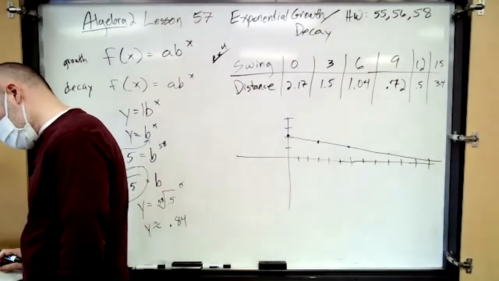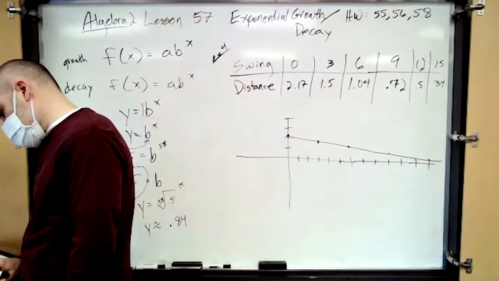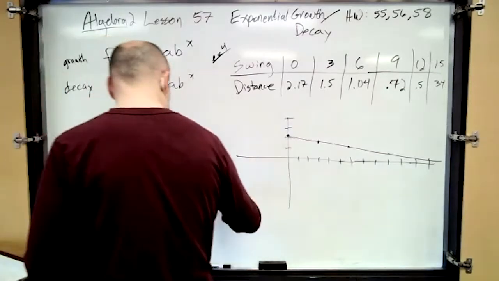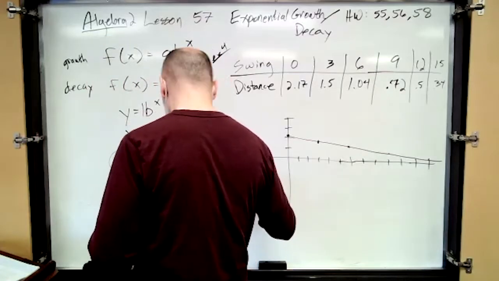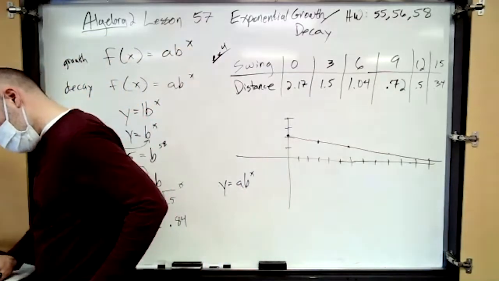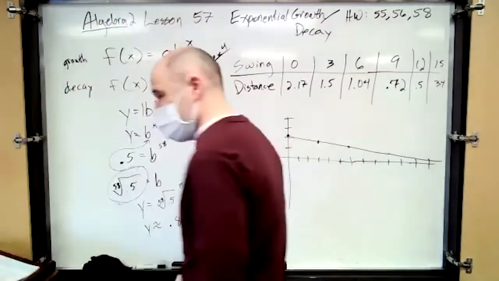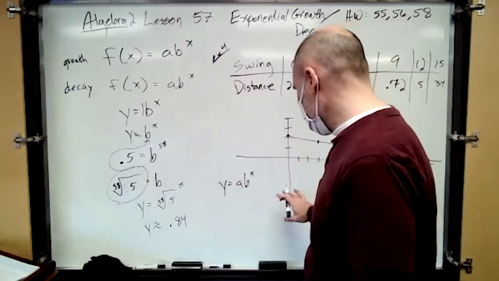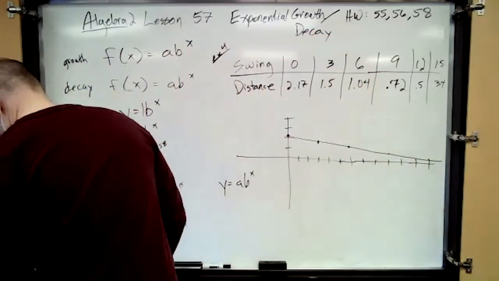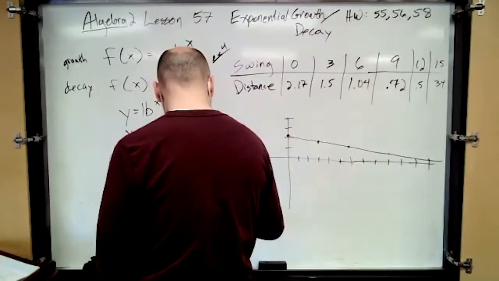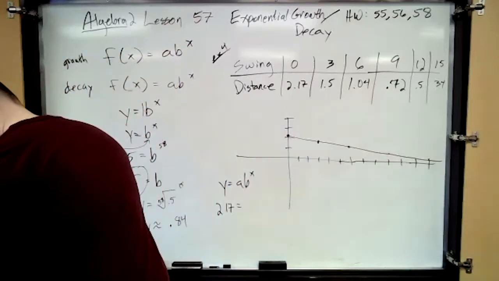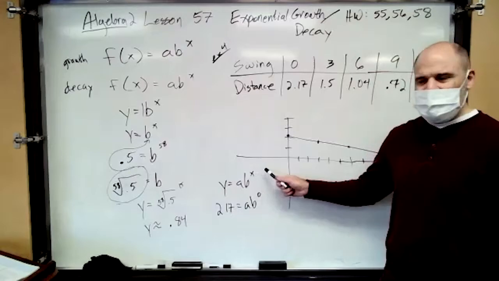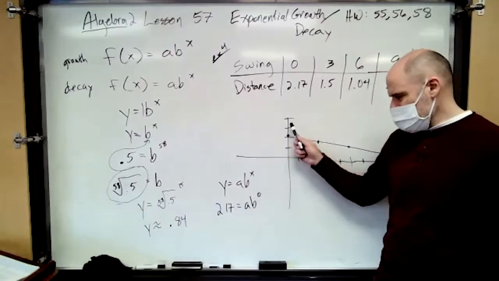So use the table. Okay, we did that. The graph shows that this problem is a case of exponential decay. So the equation will be in the form y equals ab to the x. Here's our data point. We know that at 0 swings, it's going to be 2.17. So 2.17 is ab to the 0. Remember, this represents your x value. So at 0, it's 2.17.